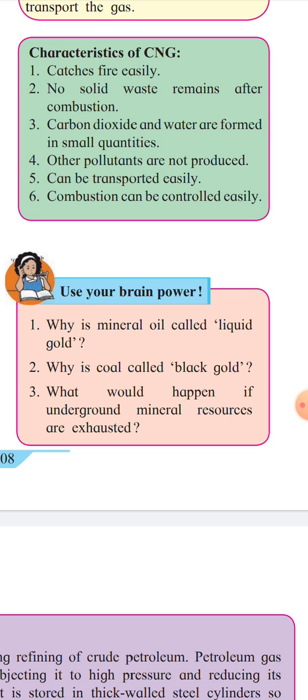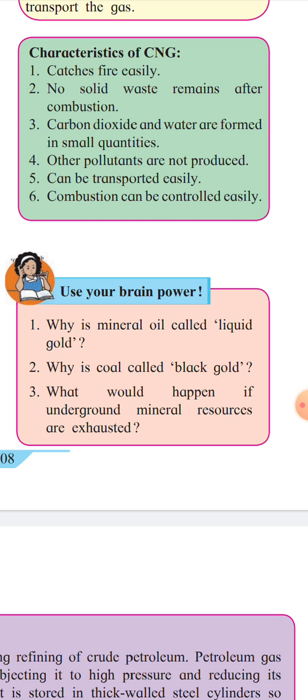Second, why is coal called black gold? Coal is black in color. Coal is a very important fossil fuel. Therefore, it is considered valuable. Hence, coal is called black gold.